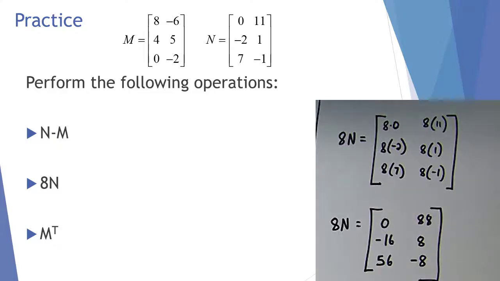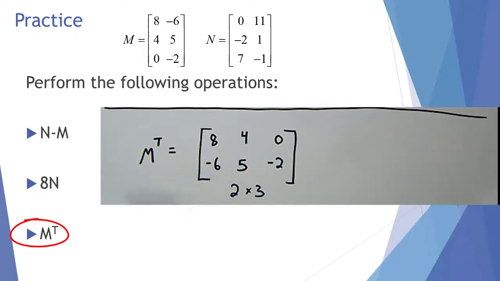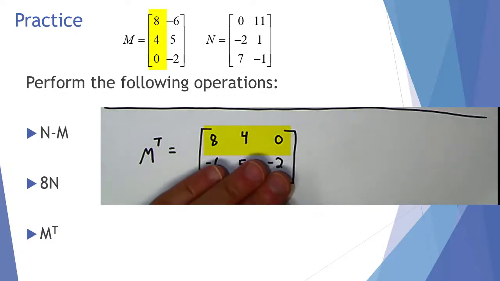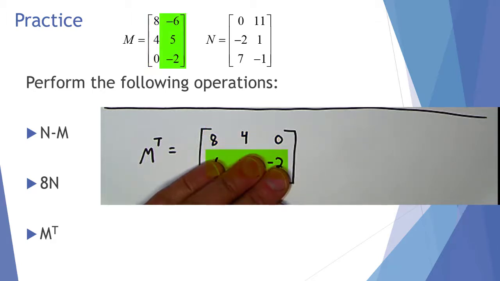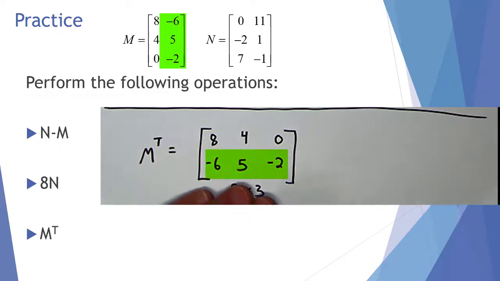And M transposed. We're going to take M, and the first column will become our first row. So we have 8, 4, 0 across the top, and our second column, negative 6, 5, negative 2, becomes our second row, negative 6, 5, negative 2. And M was a 3 by 2 matrix, so M transposed is a 2 by 3 matrix. And hopefully you got that result as well.